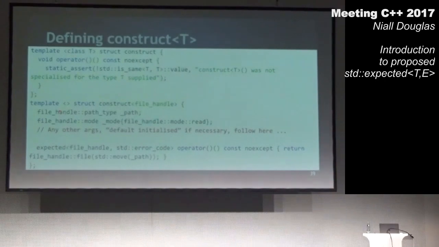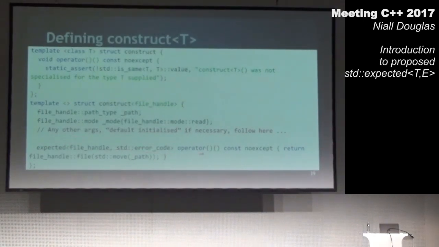so the next step you have to do is that you've previously had a file handle. You need to tell construct about file handle. So we do a partial specialization of the construct type with file handle, and in that, we declare the arguments for construction of a file handle. So here's your path type, and here's your mode. You'll notice here that we've defaulted mode to read, exactly the same as the static initializing member function. Any other args would be, then I put default initialized in curly brackets, here.